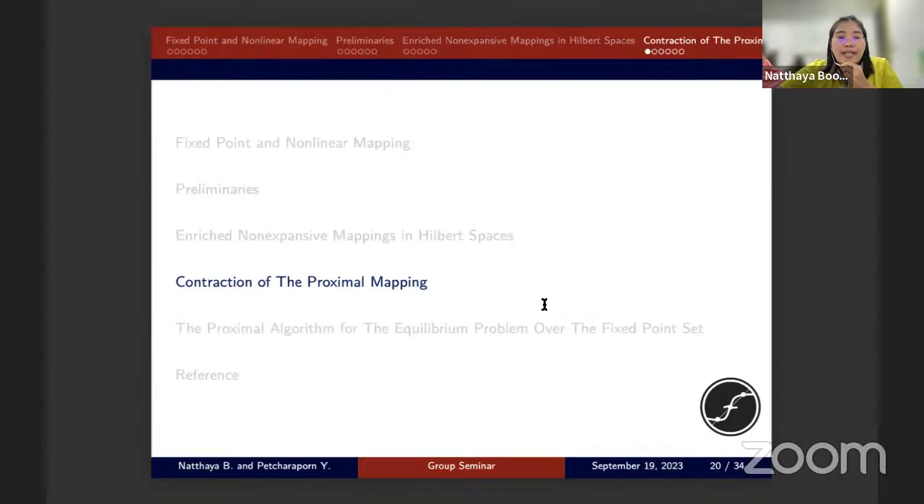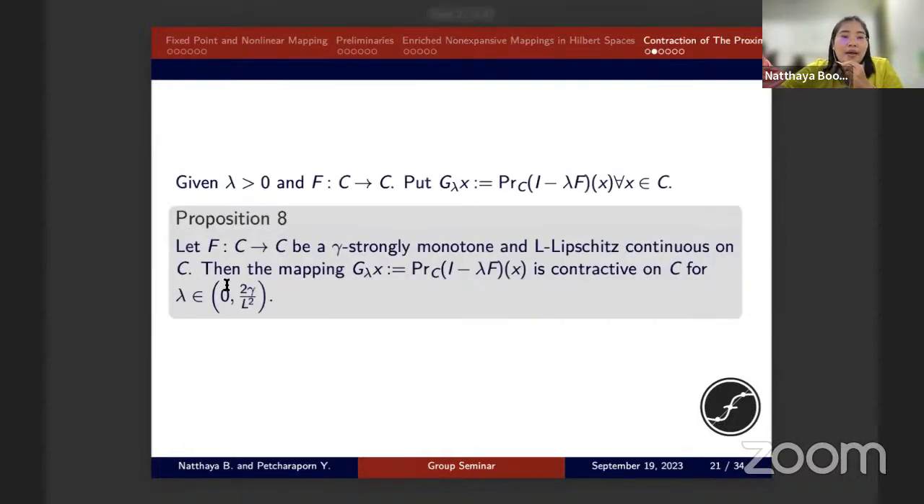And next I will talk about the contraction of the proximal mapping. When we are given lambda greater than 0 and the mapping F maps from C to C, and G_lambda(x) is the projection on C for all x in C, F is gamma strongly monotone and L-Lipschitz continuous on C, then the mapping G_lambda is a contraction on C for lambda in the open interval 0 to 2 gamma over L squared.